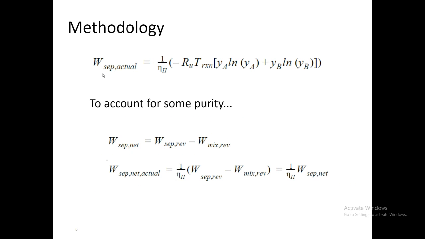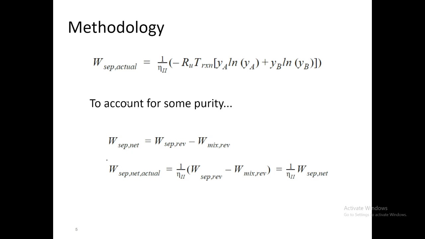So here we have it. WSEP actual is WSEP rev divided by eta 2. This is going to be the final equation that we're going to be using, and we're going to be plotting this actual separation work versus temperature in the next slide.